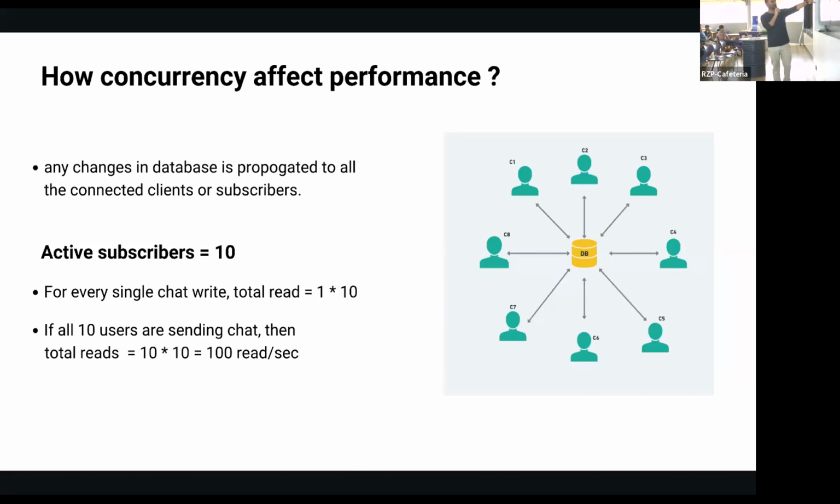What if 10 users are connected and all 10 users send a chat at the same time? All the users will receive 10 messages, which is 10 into 10, which is 100 reads. So it'll be 100 reads per second. But what if 10,000 users are connected?